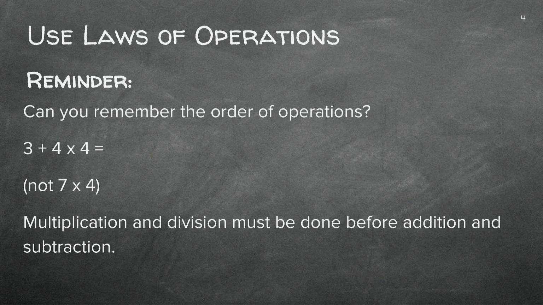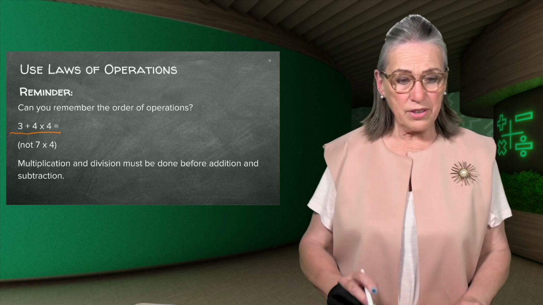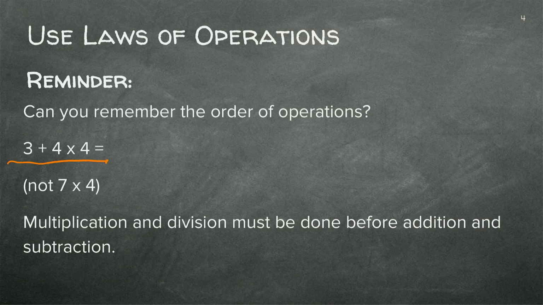Good. Now, just a reminder that I thought of on the previous slide. Can you remember the order of operations? If you have to complete this one, 3 plus 4 times 4, what must you do first? Correct. Multiplication and division. So your answer will not be 7 times 4. What will your answer be? 3 plus 4 times 4 is 16. That is going to give us 19. Congratulations. Well done if you remembered that.